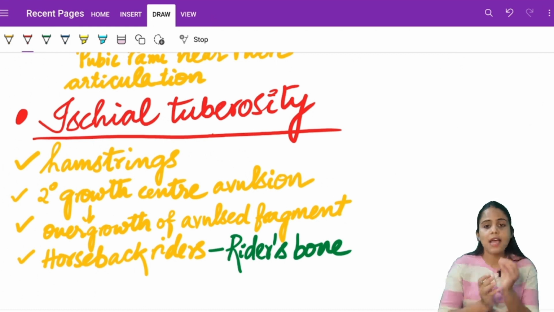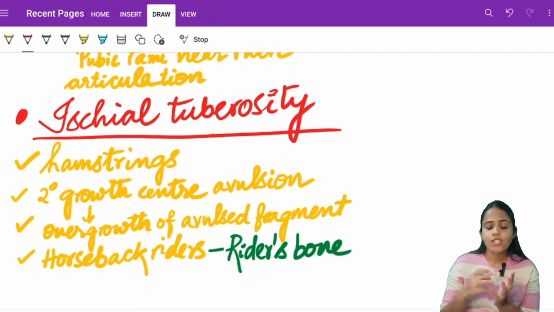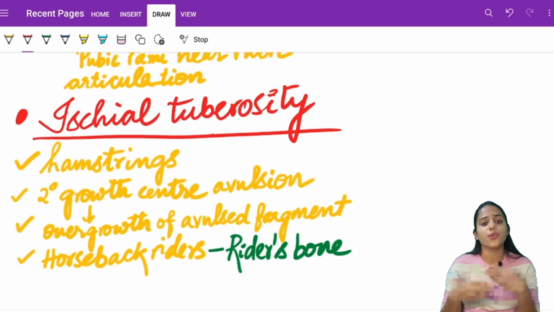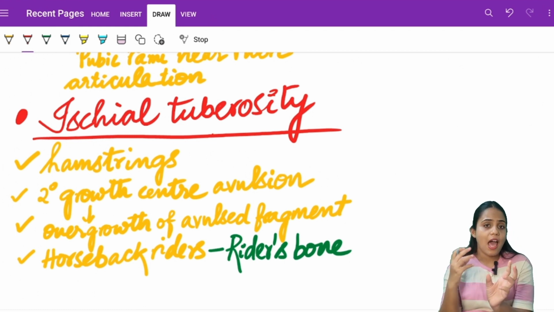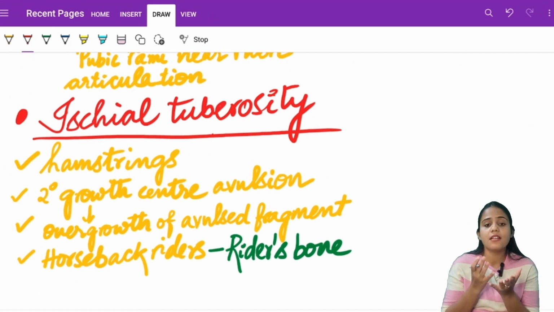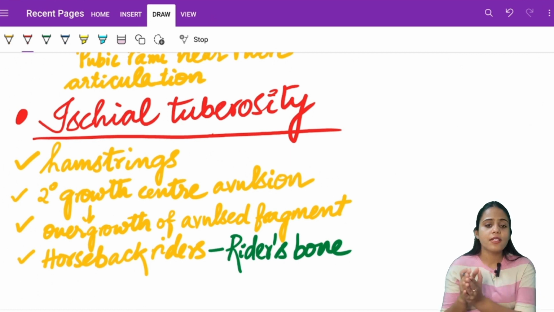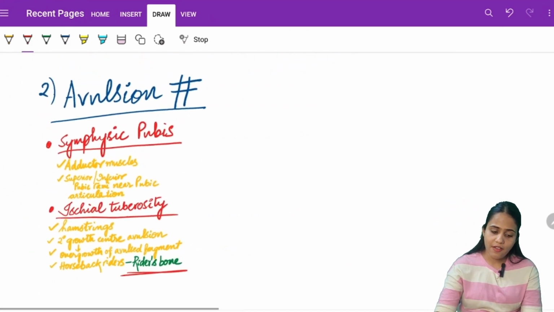So what happens is, at the ischial tuberosity, there is a secondary growth center. If there was an ischial tuberosity avulsion fracture, over time there will be an overgrowth of the avulsed fragment. Initially, there will be a gap between the original ischial bone and the avulsed fragment, but later on they may join together and you may find there is an overgrown, hypertrophied ischial tuberosity. These are often seen in horseback riders, and therefore this is known as the rider's bone also. Okay, so avulsion fracture is done.